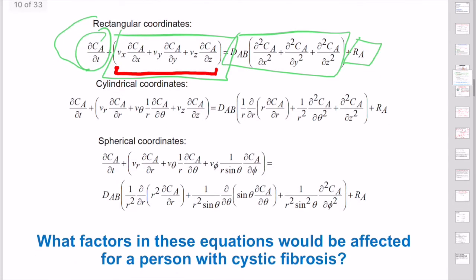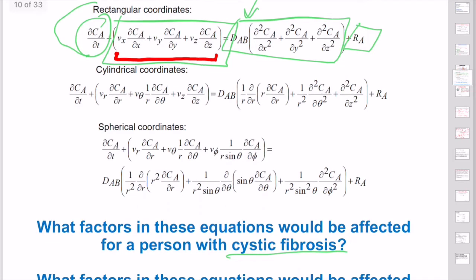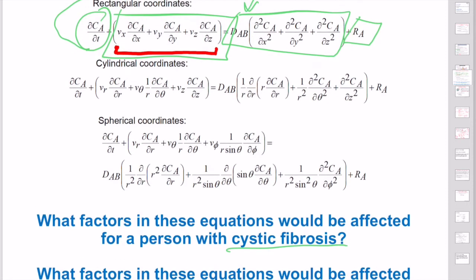And so she asked what factors in these equations could be affected for different kinds of people. Someone mentioned a smaller person, the dimensions would be different. Someone with cystic fibrosis, the diffusion would probably be different, plus the thickness of the mucus that it had to pass through would be different. So you would look at the different physical forms of the geometry, and what factors might be affected for a person with sickle cell disease.